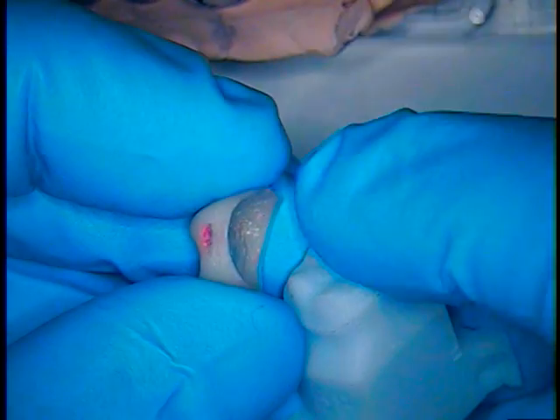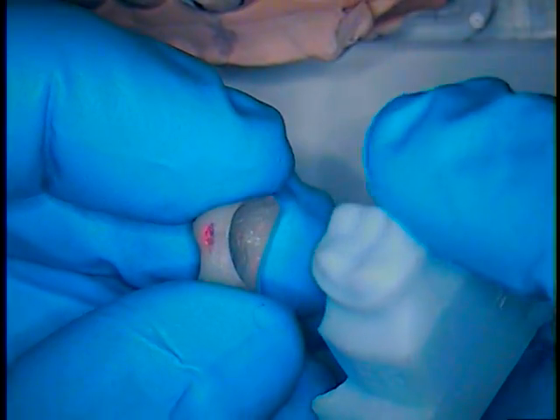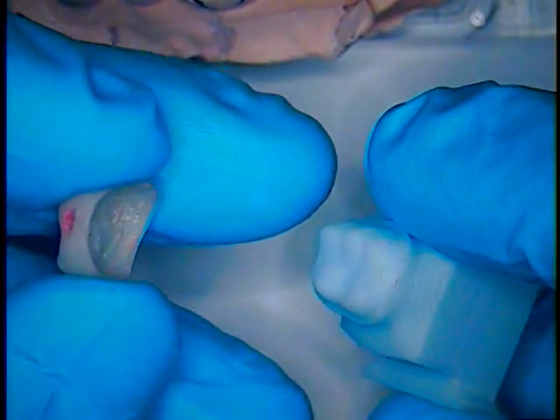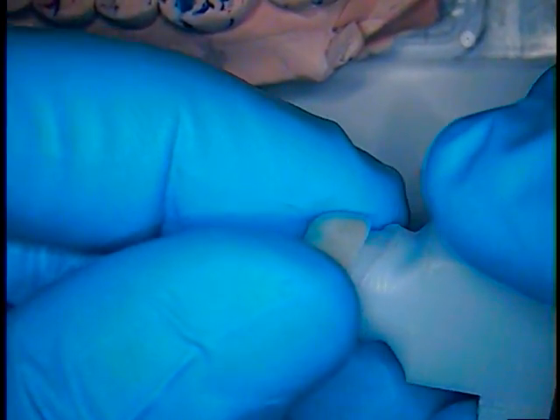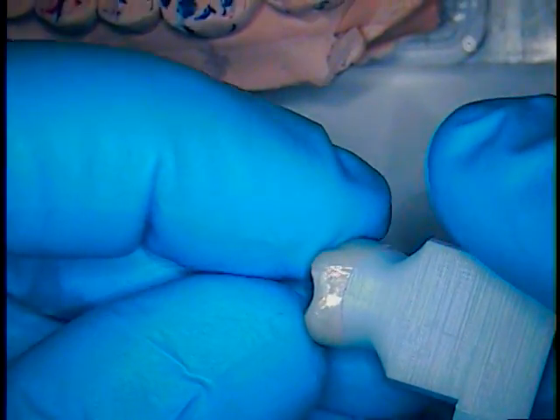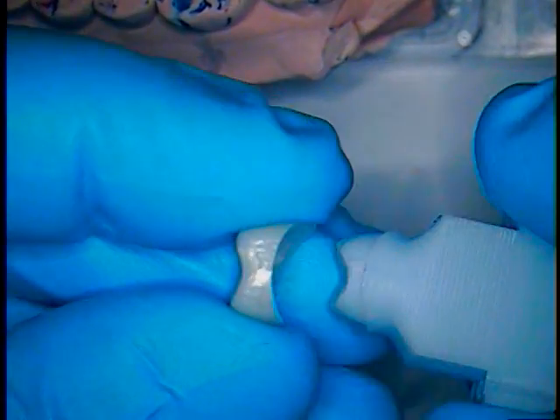Now, what the lab will do is they're going to make a modification for the thickness of cement. That's something called a die spacer, and that's added to the top of this preparation. And then the crown, that's done virtually. Then the crown is made to fit that. Now that's why this crown fits very nicely on top of that.